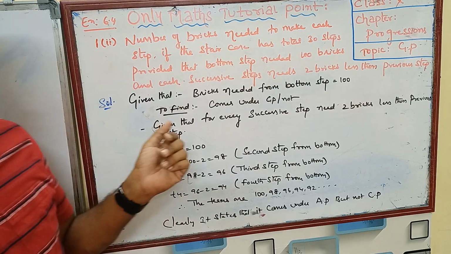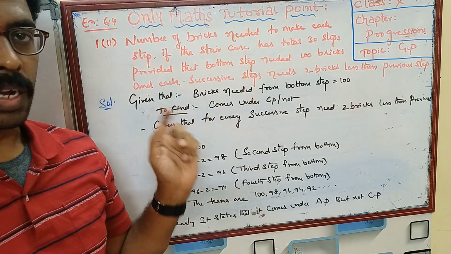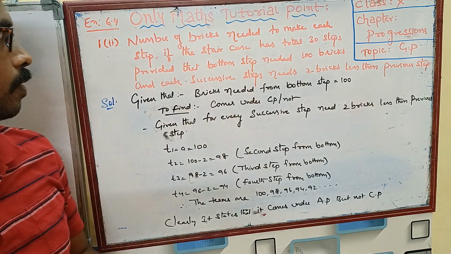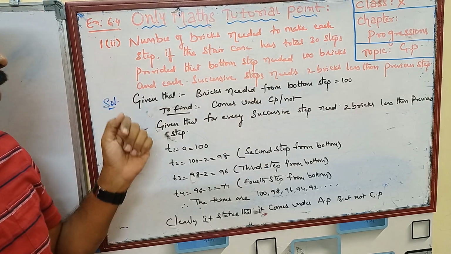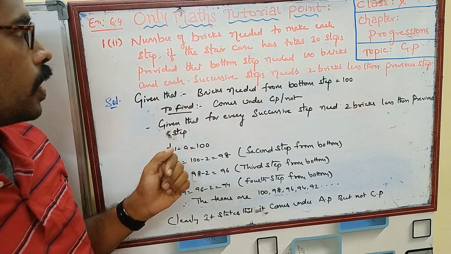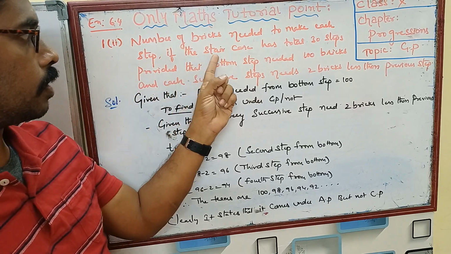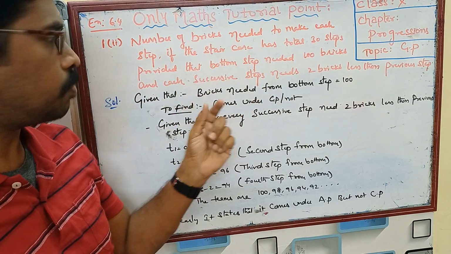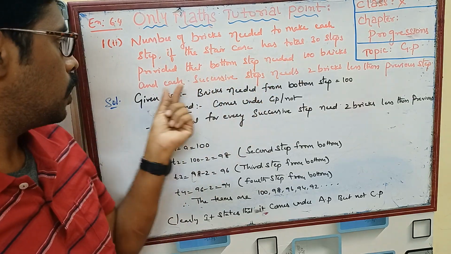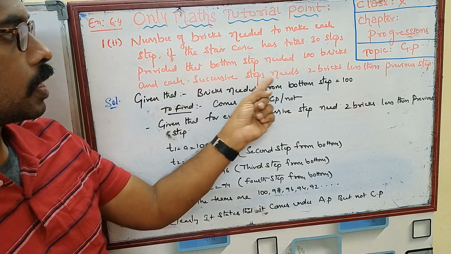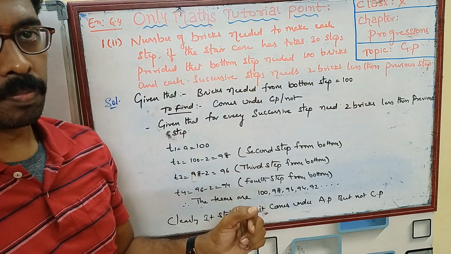Today we are going to discuss class 10th chapter Progression, topic GP, exercise 6.4, first sum, second bit. What is given? Number of bricks needed to make each step if the staircase has a total of 30 steps, provided that the bottom step needed 100 bricks and each successive step needs 2 bricks less than the previous step.